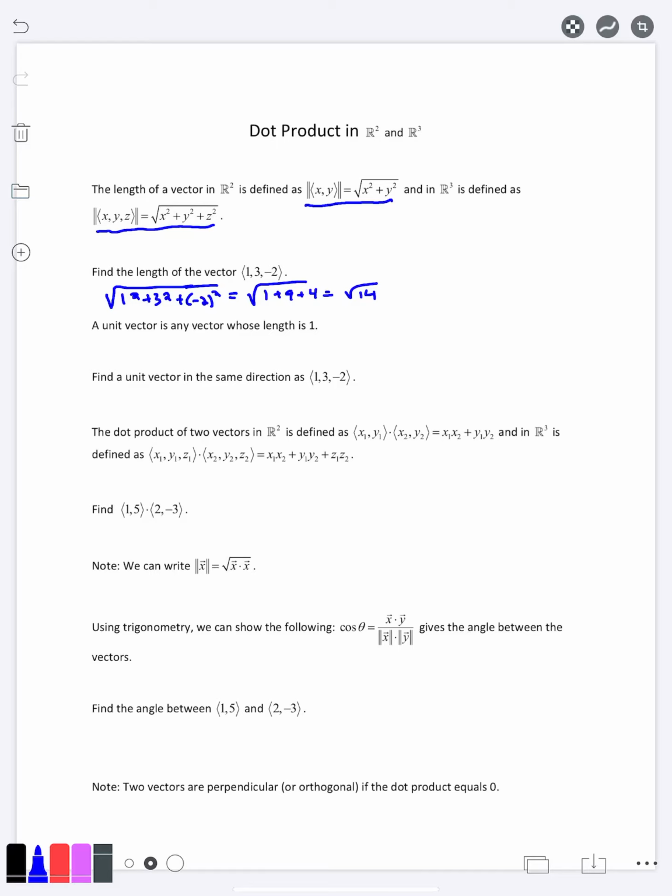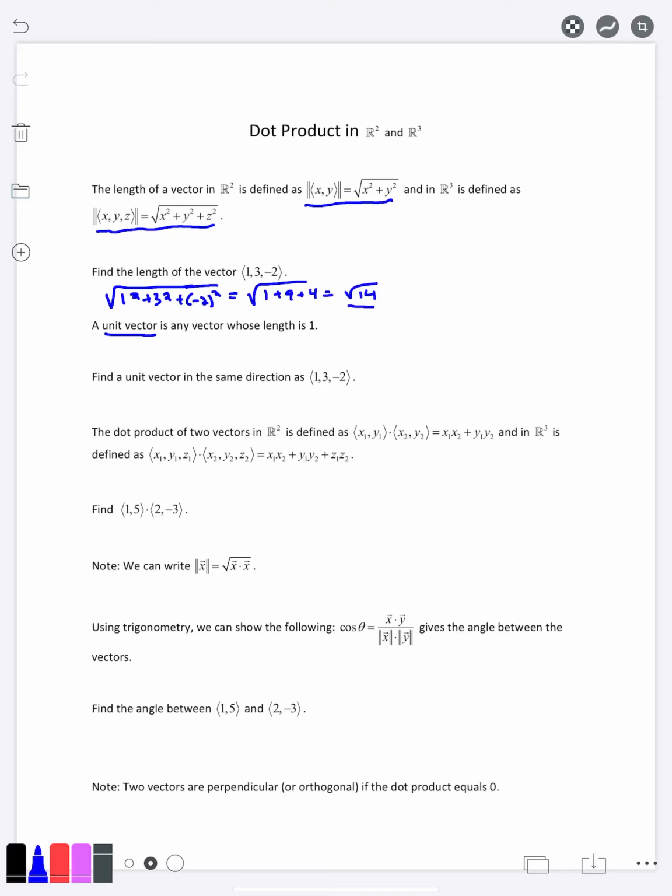The next definition here is what a unit vector is. A unit vector is any vector whose length is 1. Now we just calculated this length to be the square root of 14, which means that vector is not a unit vector. However, there are many applications in formulas in future classes, including in calculus, where you need to be able to have a unit vector, otherwise you'd be changing your answer there.